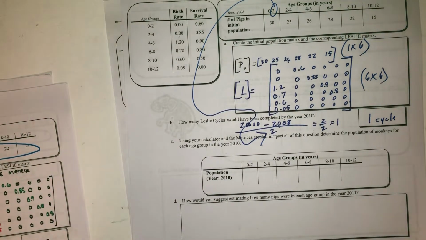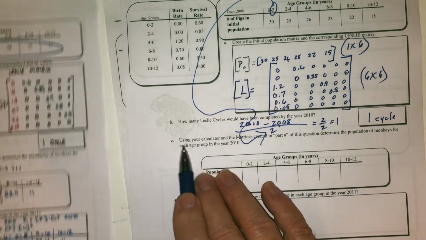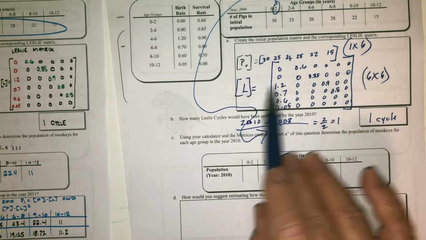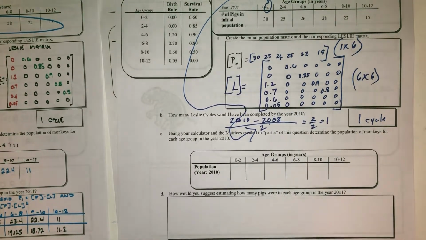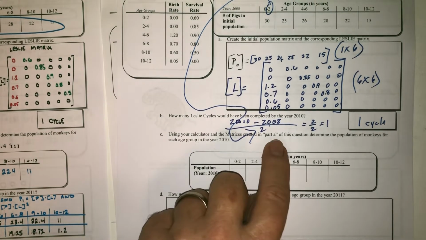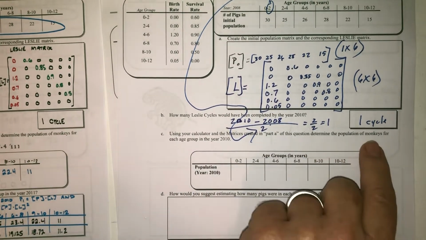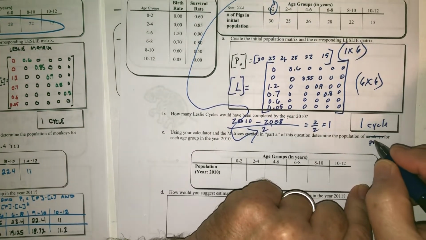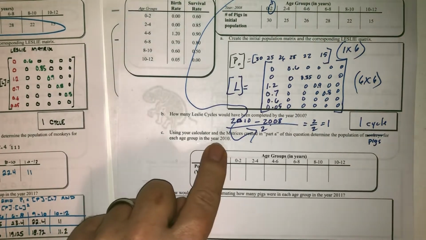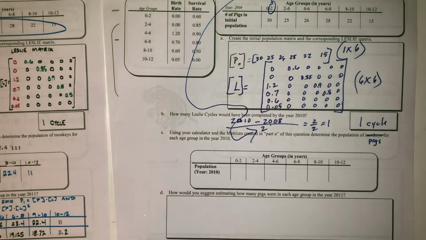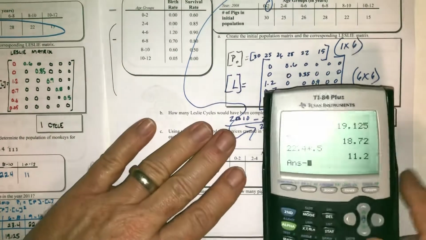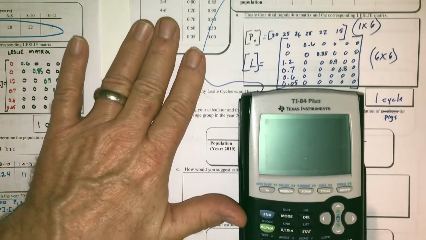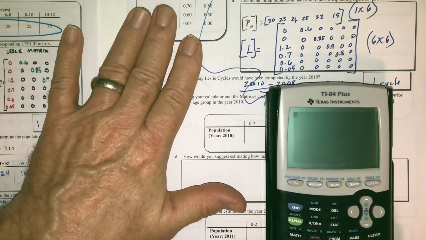Now, Part C says, use your calculator and the matrices created in Part A, the initial population matrix and your Leslie matrix, of this question, to determine the population of, I believe this should say pigs, for the age group in each year of 2010. Well, the first thing we need to do is put our population matrix in. So I'm going to get my calculator, and let me slide over where you can see everything pretty good.